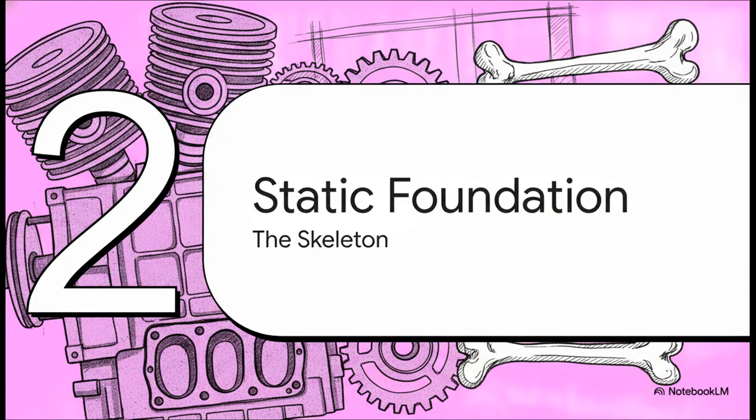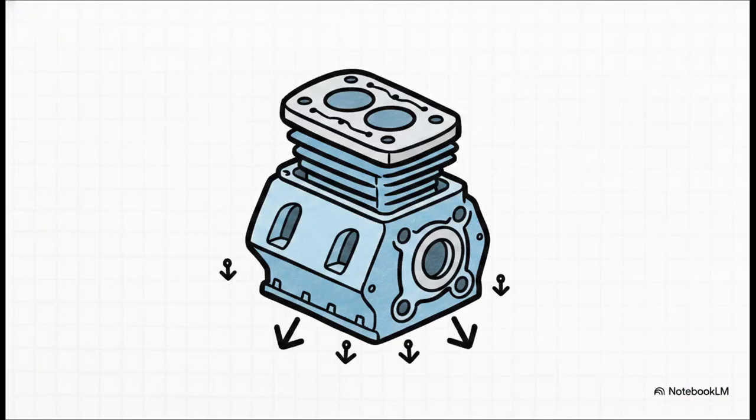Moving right into Part 2, the static foundation, our skeleton. So, the bones of our operation are made up of vital static elements, specifically the cylinder block and the cylinder head. These are the heavy, anchored components of the engine. They aren't meant to spin or pump or rotate at all. They are the solid bedrock upon which the rest of the entire mechanical system relies.